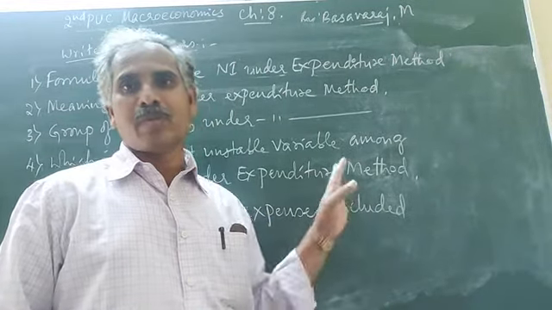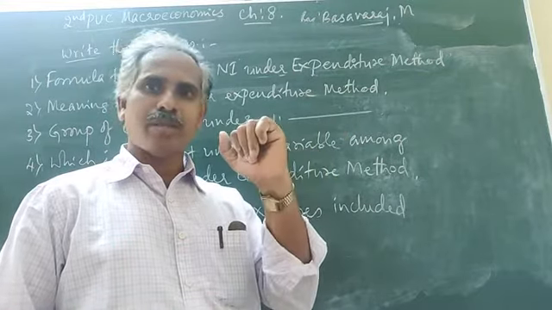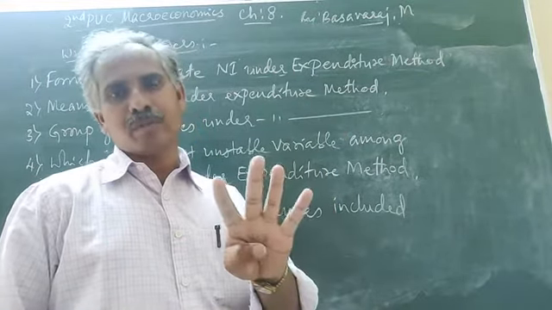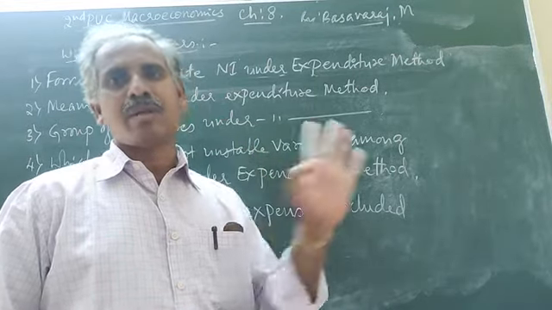There are 4 variables, that is C, I, G, X minus M. There are the 4 variables. Out of these 4 variables, which is the most unstable variable?